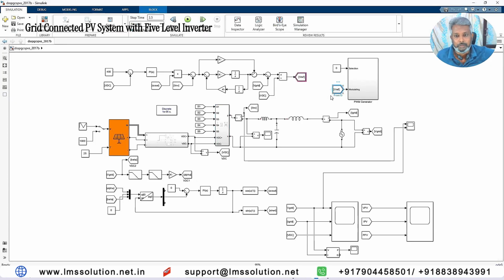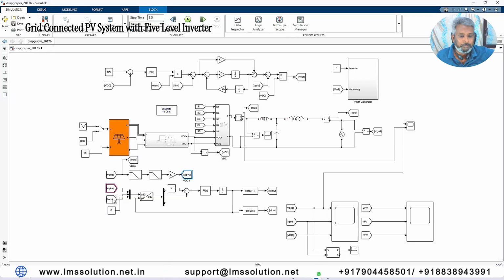Here we are measuring the reference voltage. It is compared with the 400 volts, then processed via the PI controller, and then multiplied with cos omega t. Cos omega t is generated by means of a PLL. In order to create cos omega t, we need to get the grid voltage, and then convert it into V alpha and V beta.